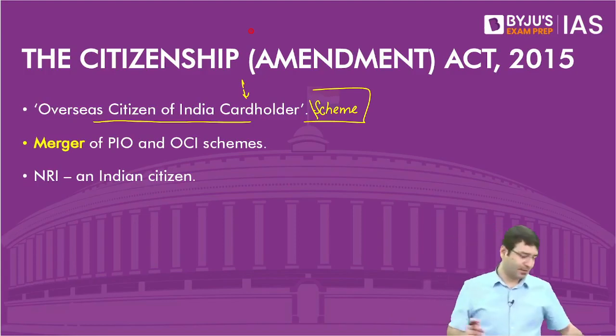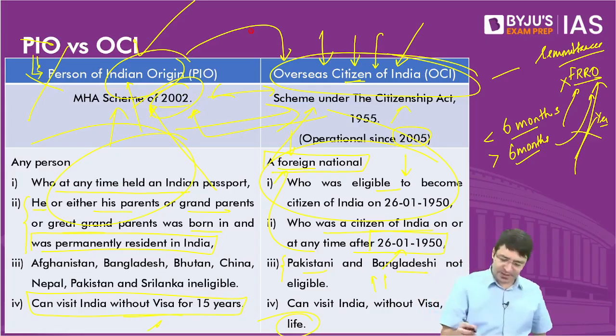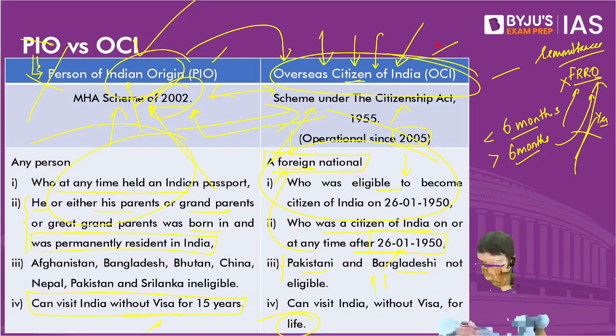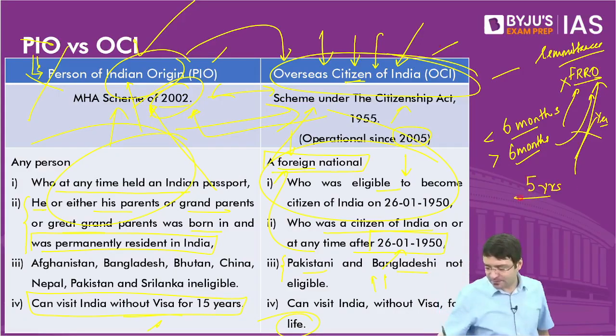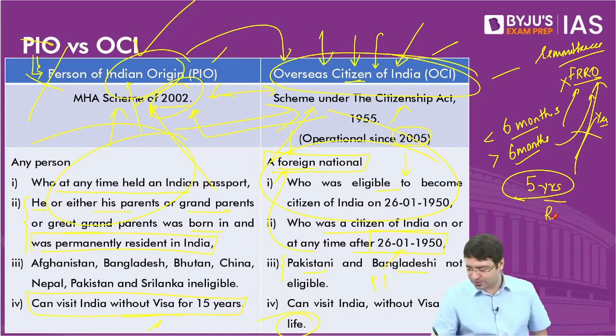And plus, I told you that we will discuss more conditions related to registration. If, for example, there was a PIO card holder, or there is an OCI card holder, can you become an Indian citizen now? Yes. How? Through registration. All you have to do is come to India and stay in India for 5 years. If you stay in India for 5 years, you are eligible to apply for Indian citizenship through registration.